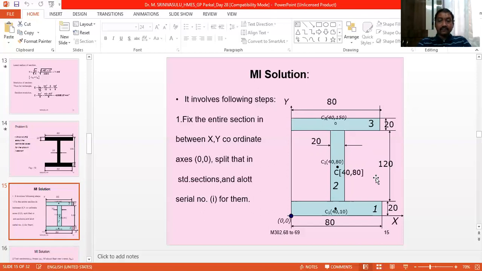So here, now we have to split the given I section into a number of standard areas. If you see here, we got 3 rectangles. So we have to divide the given I section into the 3 rectangles. This bottom flange is called rectangle 1. This web is called rectangle 2. The top flange is called rectangle 3.